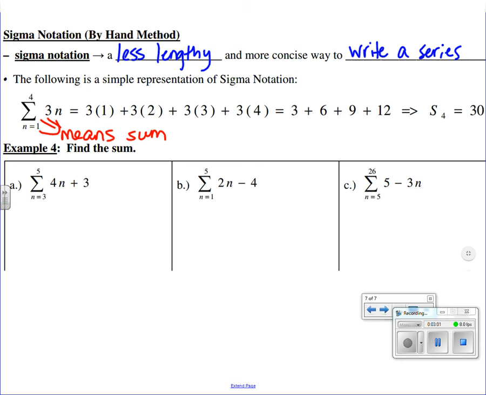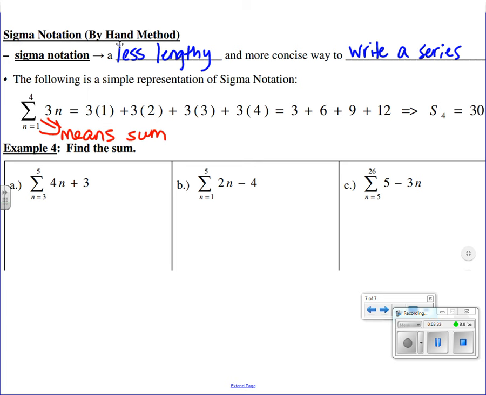So as you can see here, they've done it by hand. I'm going to show you how we're going to do it in the calculator, but they've done it by hand. They've started with number 1, so they've plugged in a 1, and then they've gone all the way up to 4. So they plugged in a 1, then a 2, then a 3, then a 4. So they stopped at 4, and then they simplified it, and they added them all up. Why did they add them all up? Because it's a sum, and so they got 30, okay?